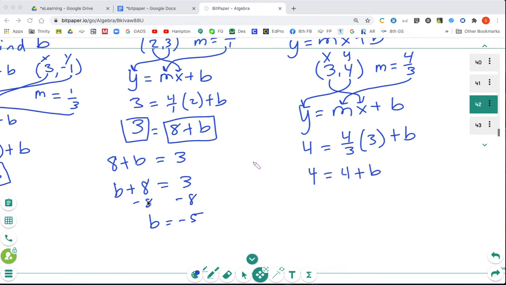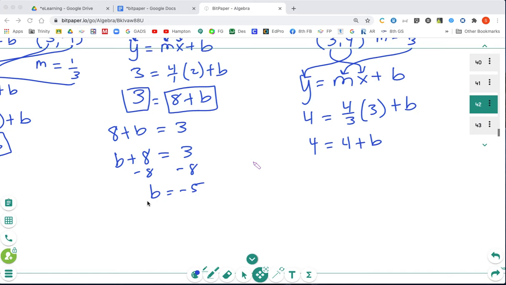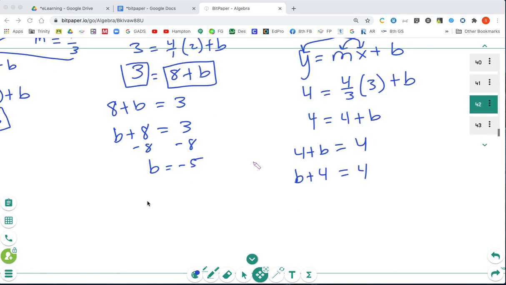Is the variable on the left? It's not. We're going to use symmetrical. 4 plus b is equal to 4. Is the variable first? It's not. We're going to use commutative property of addition. And then is the variable alone? It's not. We're going to 0 pair. So b is equal to 0.